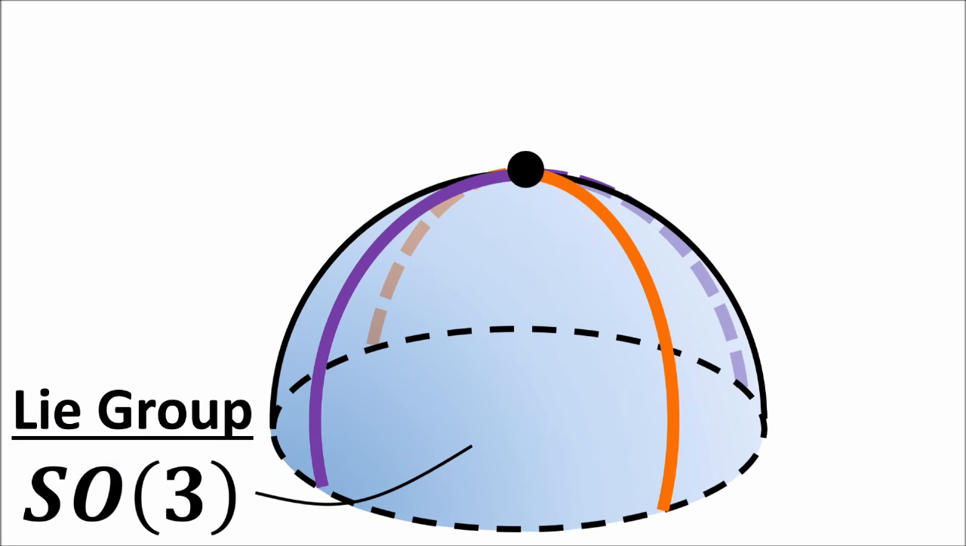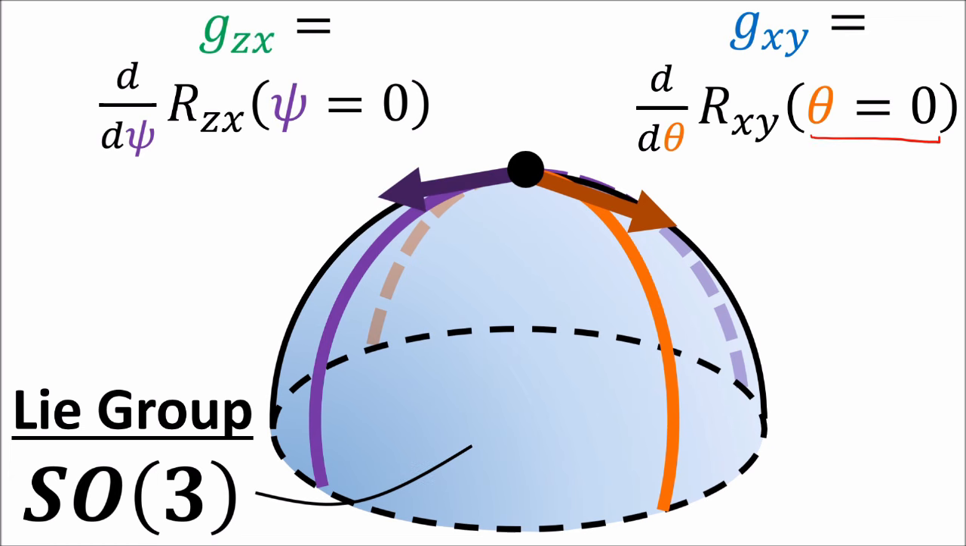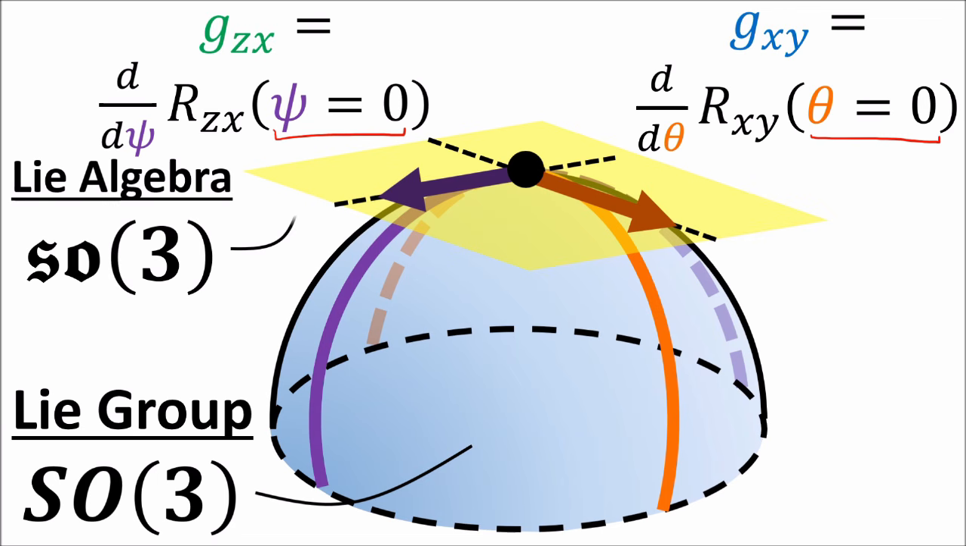So we can think of our generator matrix as being a tangent vector at the origin or identity of our Lie group. The set of all generators is like a flat space that's tangent to the Lie group at the identity. Keep in mind SO3 is actually a three-dimensional space with 3 basis elements. But I'm drawing it as a 2D tangent plane just because that's easier to visualize.